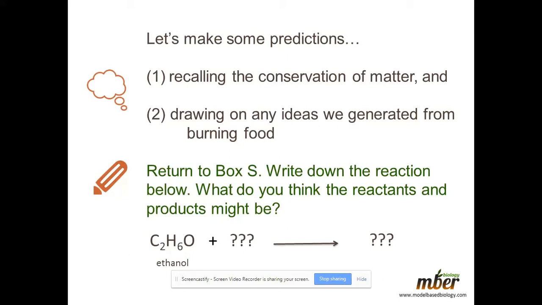So the reactants are those things that are reacting, right, and they become the product. So what is needed for ethanol to react? Does it have to react with something? No.